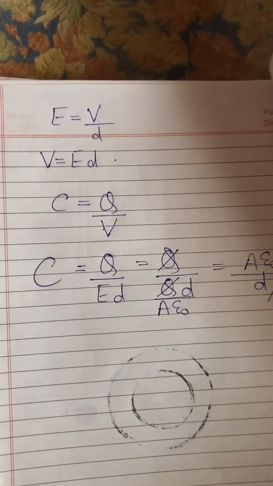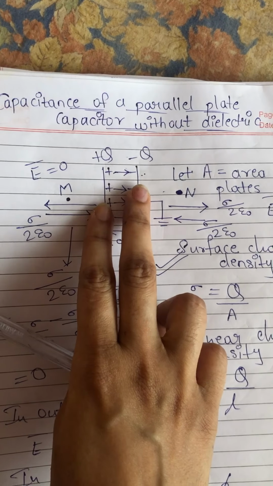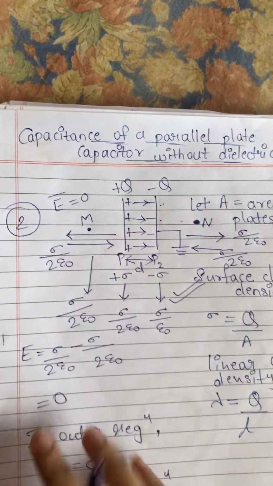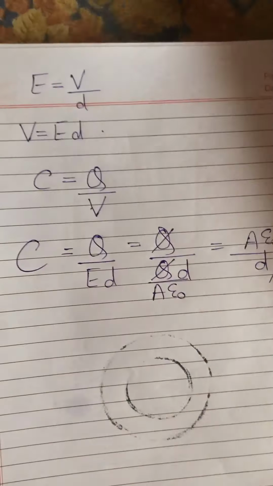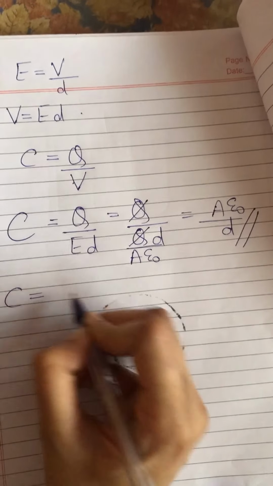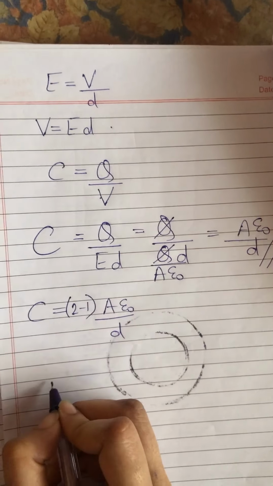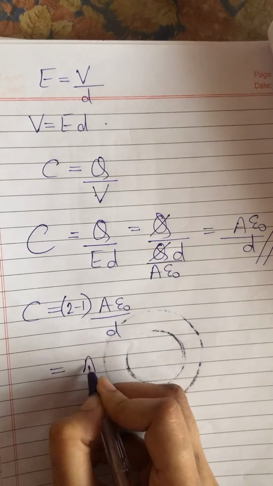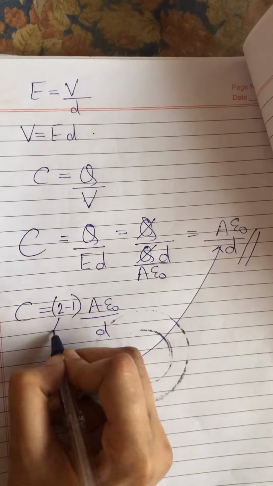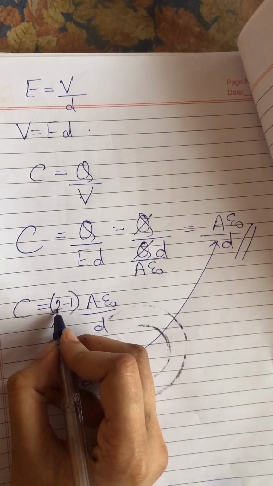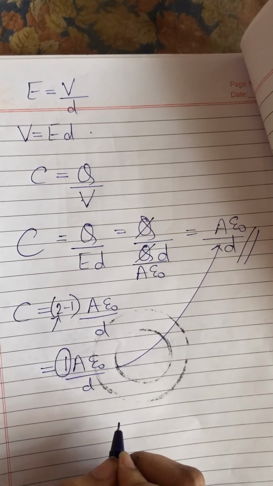Okay, now coming to the cases. Here how many plates we have used? 2 plates, right? So in capacitance, the formula of capacitance is A epsilon naught upon d, that is 2 minus 1. So 2 minus 1 is 1. This is what we have obtained for 2 plates. For 2 plates it is 2 minus 1, that is we have 1 over here which we are not writing.